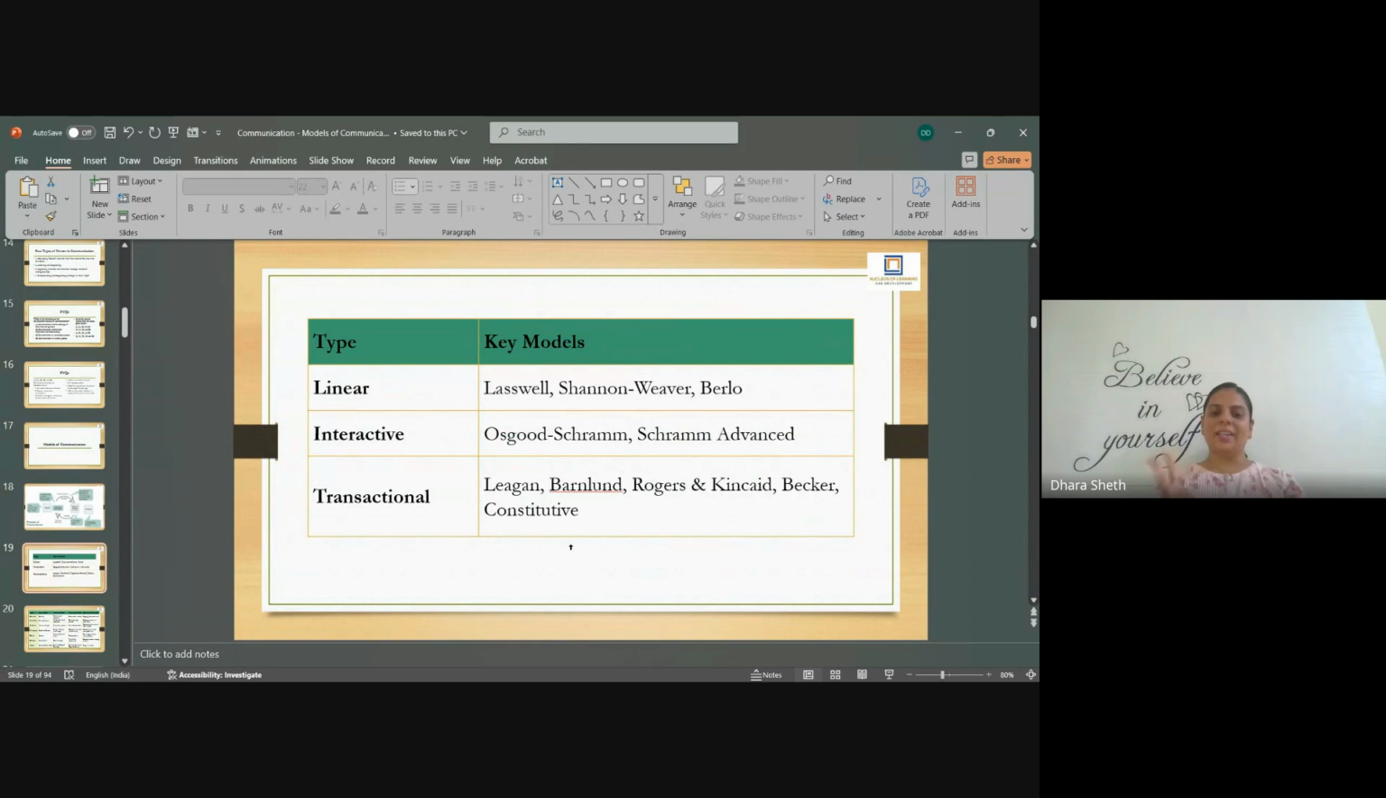Now there are 3 kinds of communication models. This is very important to know: linear, interactive, and transactional. Please take a screenshot of this. This is memorization. Which ones are linear, which ones are interactive, which ones are transactional. And I'll tell you what are each of them.